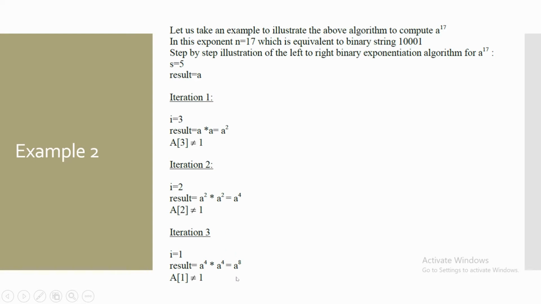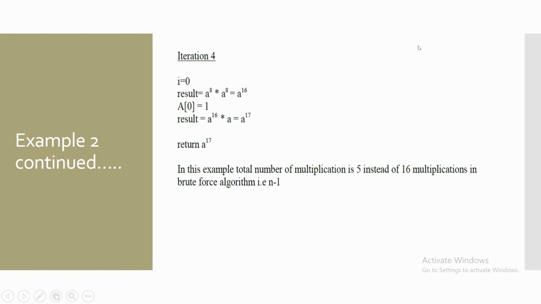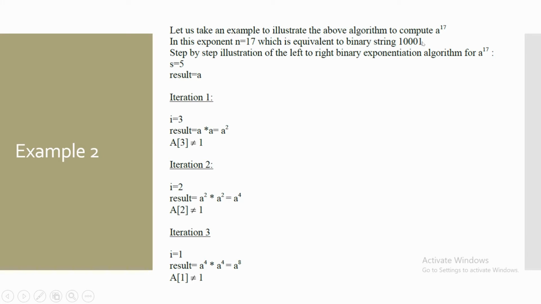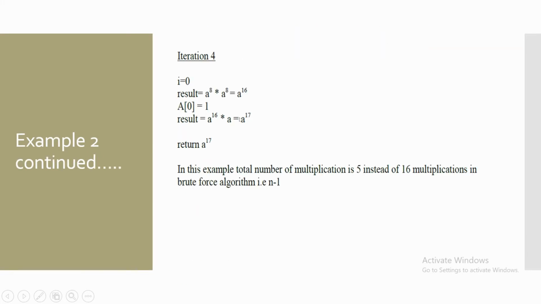Now it will multiply the previous result with itself and it will become A8. Again it will check if it is 1, it is not 1. Now the final step is I equals 0. Now you can see here A to power 8 is multiplied with A to power 8 and we have got A16. Now here it will check if this position is 1. This position is 1, which means the result will be multiplied with A. So I have got here A17.